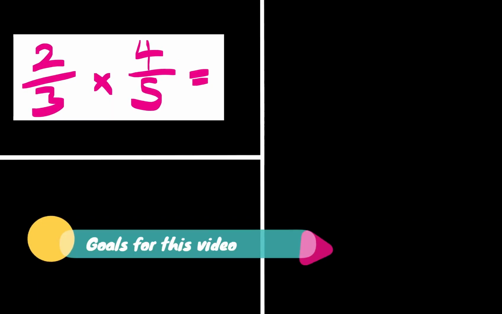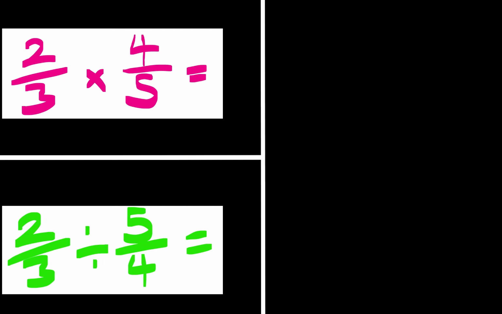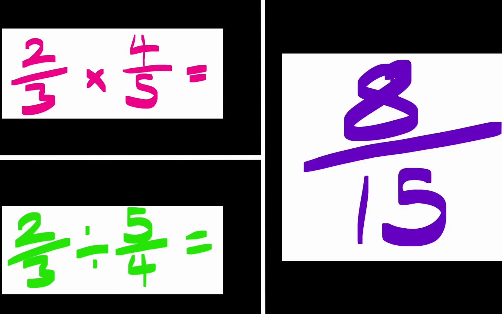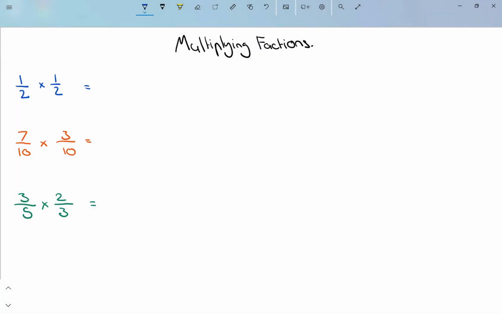Here we're going to be looking at multiplying and dividing fractions. Now, one simple trick, you can get the exact same result. So we've got a few examples here that we're going to work through. The first, we'll start with multiplying.